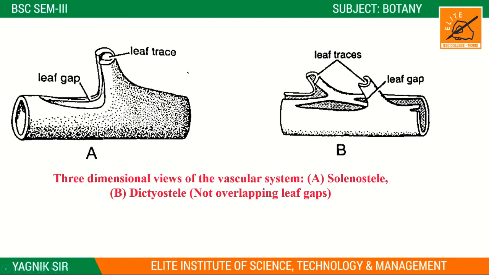So here this is a three-dimensional view of the vascular system, right? So here the first is a solenostele and another is a dictyostele. Here the leaf gaps are not overlapping, right? Here they are separate, not overlapping, but here there is overlapping of the leaf gaps, right?